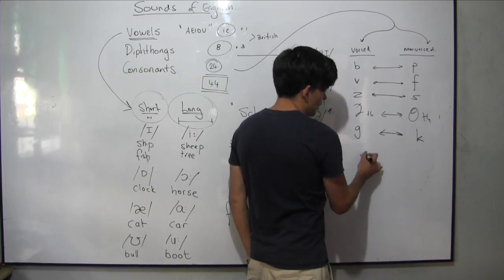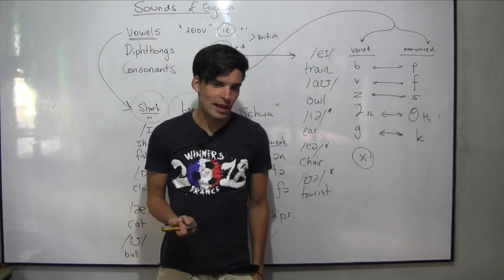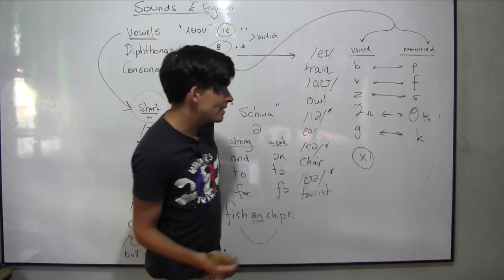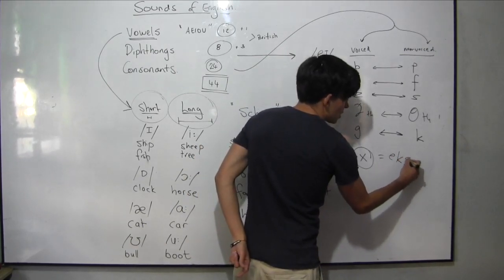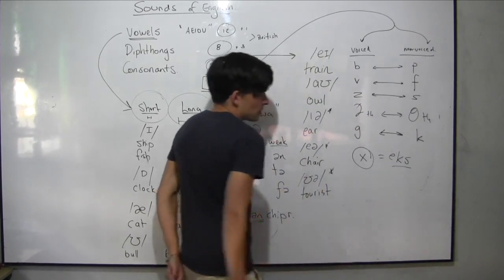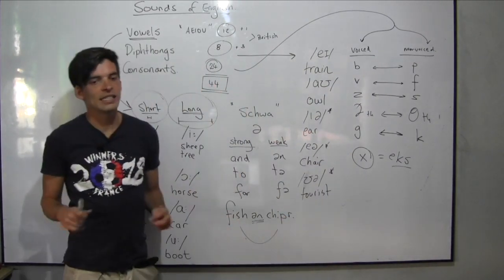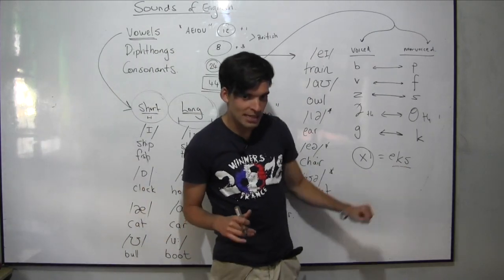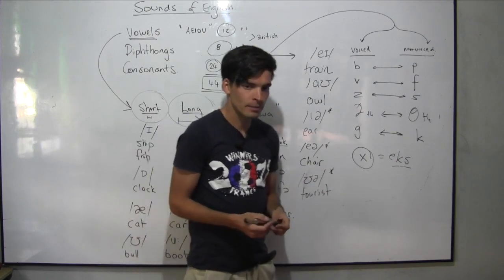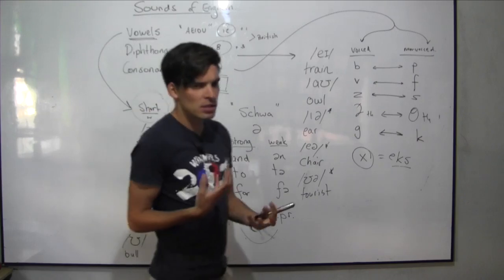I like this one. For example, X. X is not actually a phonetic sound. You don't find that. X is a combination of E, K, S, X. So this symbol does not exist phonetically, because it is actually a combination of these three sounds. So yeah, other kinds of sounds.